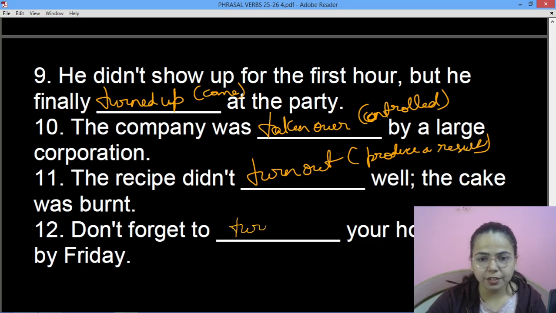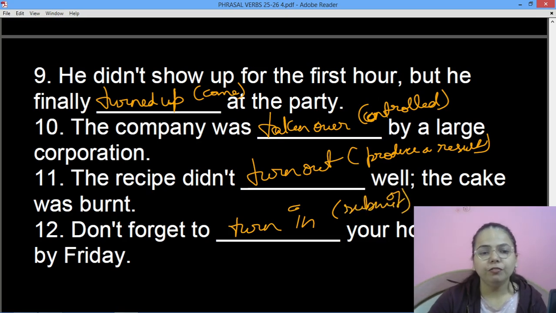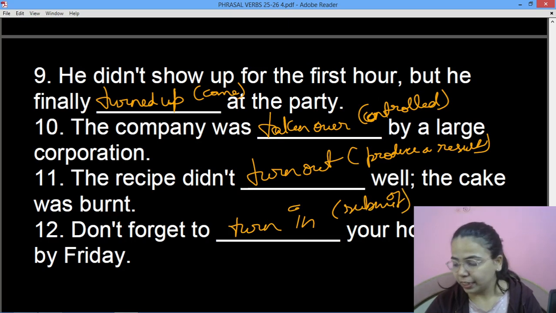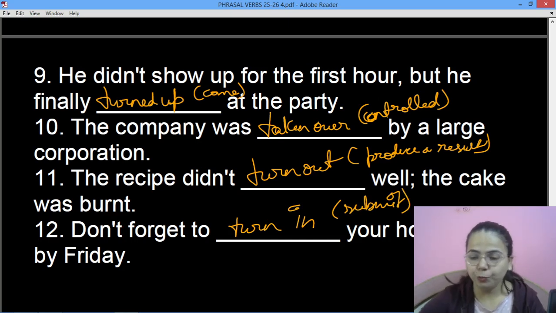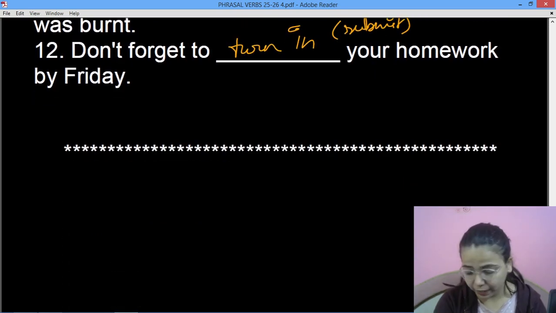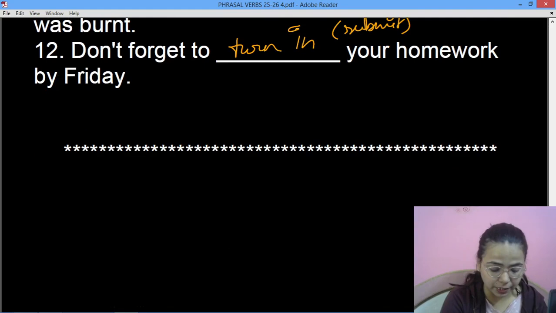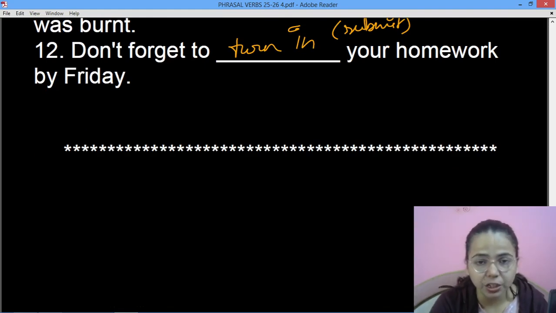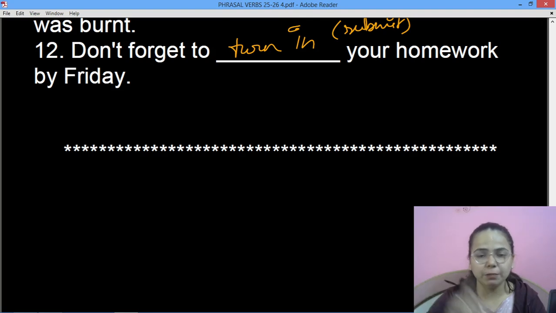Don't forget to turn in or submit your homework by Friday. So that's it for today. I hope you all have understood these many phrasal verbs. एक बार I request you कि जब भी आपका एग्ज़ाम के लिए you are going to go, उससे ठीक पहले इसको 2-3 बार रिवाइज कर देना. All of them, all the documents that I have sent you. Okay, keep preparing. Best wishes. Thank you.